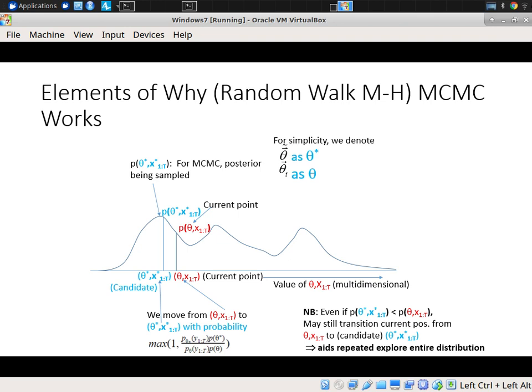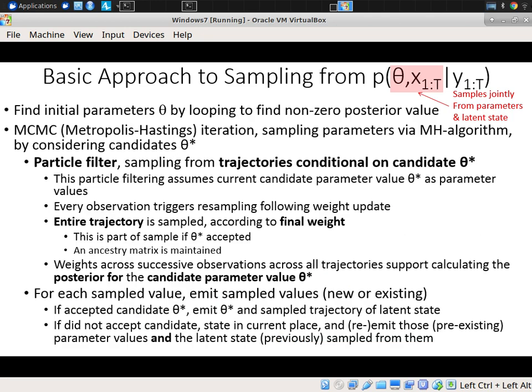If we accept it, guess what we emit? We emit theta star. If we accept the candidate, the candidate parameters, we'll emit theta star. And what's this x sub 1 colon t star? That's the trajectory we sampled, the particular trajectory we sampled. So if we accept this candidate point, we'll just emit the pair of these. Remember I told you before, that's the job of PMCMC, it's to emit pairs of these. So it says, here's a sample from both: these parameters, and a trajectory which was obtained with those parameters.